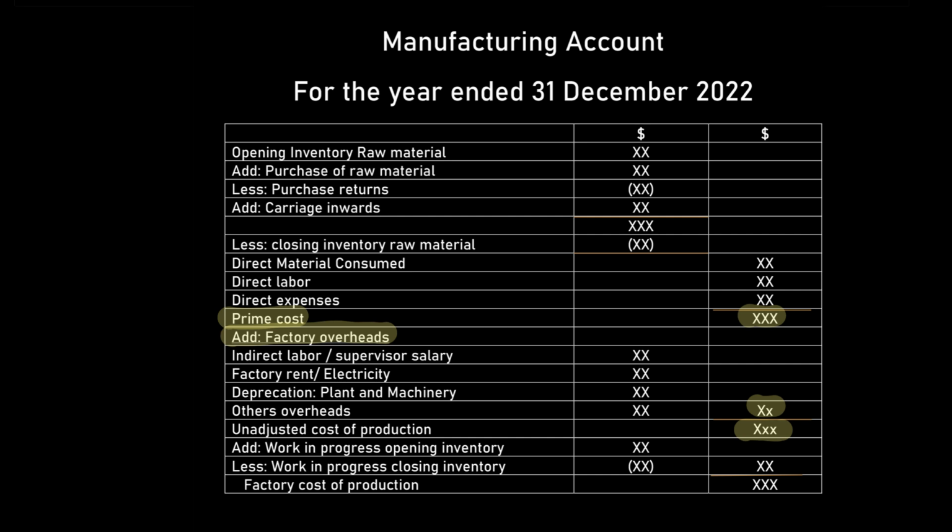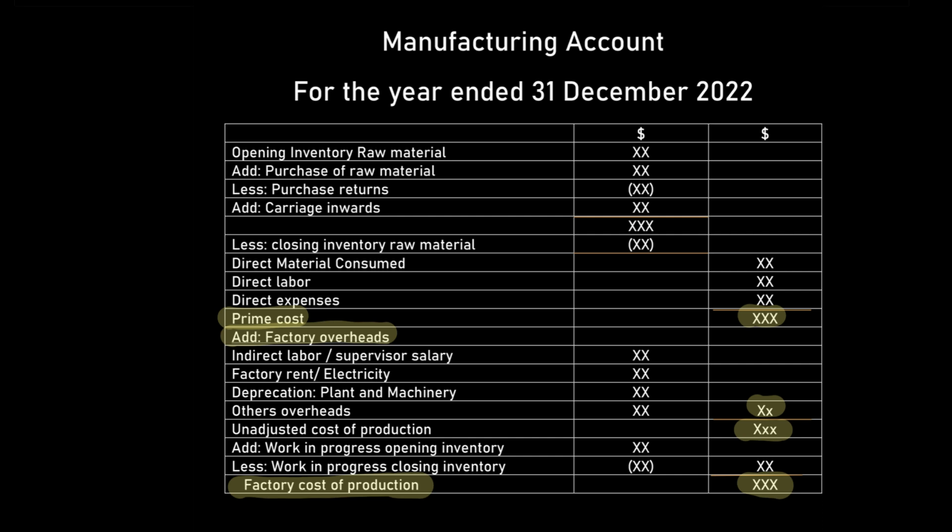But as explained earlier, manufacturing is a continuous process, so we shall also adjust for work in progress. So what we'll do is we'll add any opening inventory of work in progress. These goods must have been converted into finished goods in the current year, and we will subtract closing inventory of work in progress. And using this, we shall arrive at our final answer, which is the factory cost of production. Alright, so that's the answer we're trying to look for. This will tell you the cost of manufacturing the good or the total cost incurred within the factory.